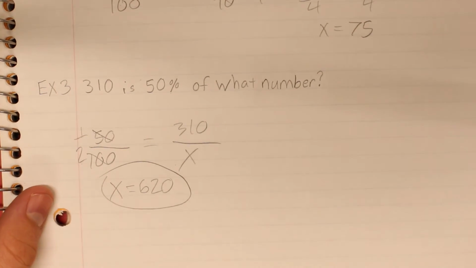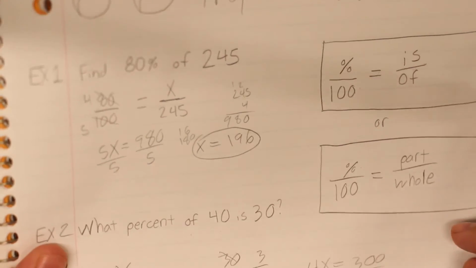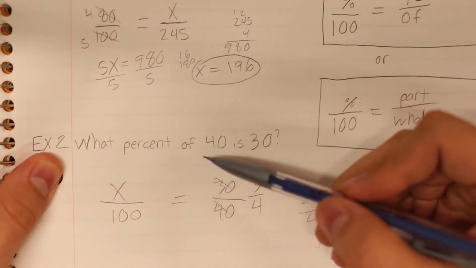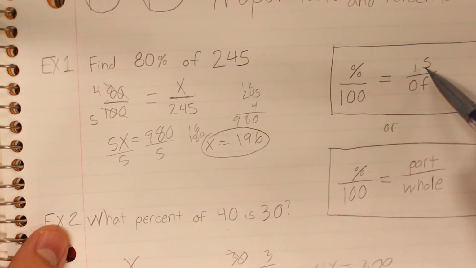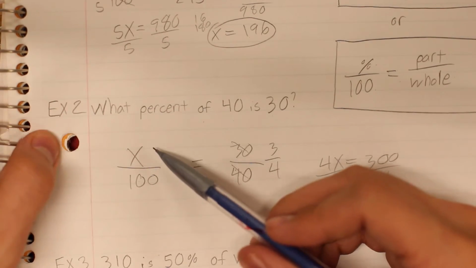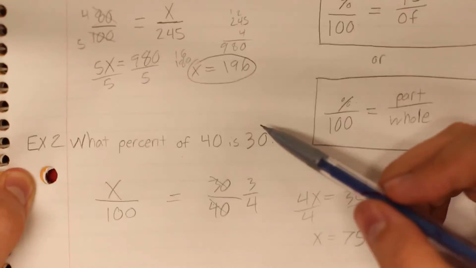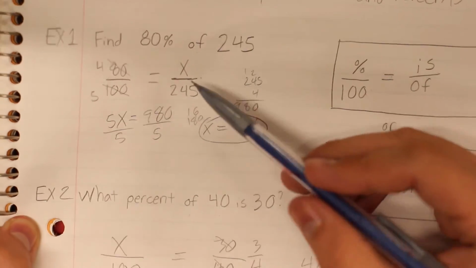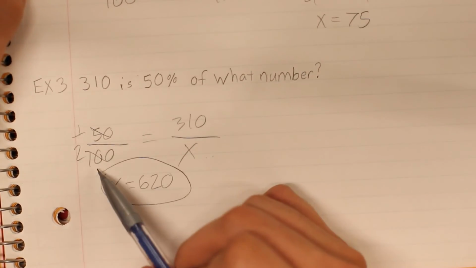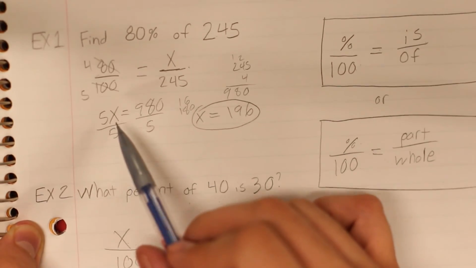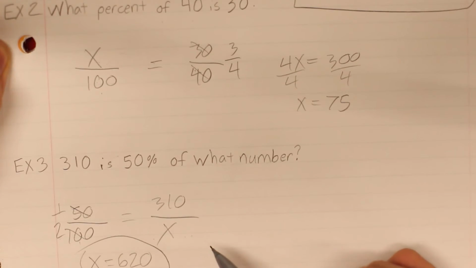So I want you to notice something. Notice that when we are looking for these things, x is in a different spot each time. If you're looking for the is, it's in this spot. If we're looking for the percent, it will be in the percent spot, and this time it's on the bottom. The only thing that stays constant is we have 100 in the same spot each time. So this is the formula you use to solve these kind of problems.